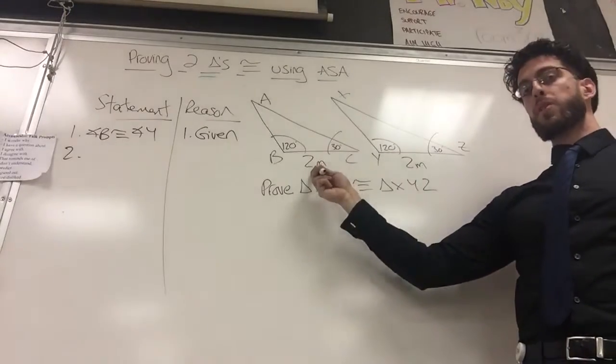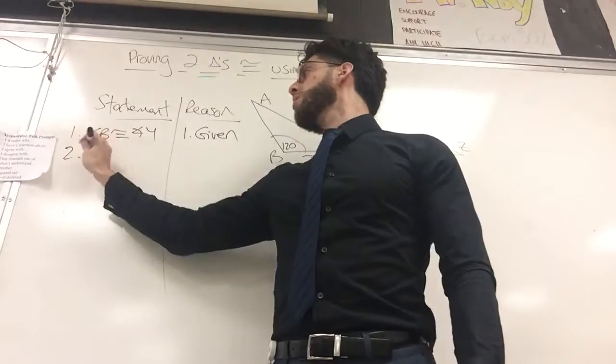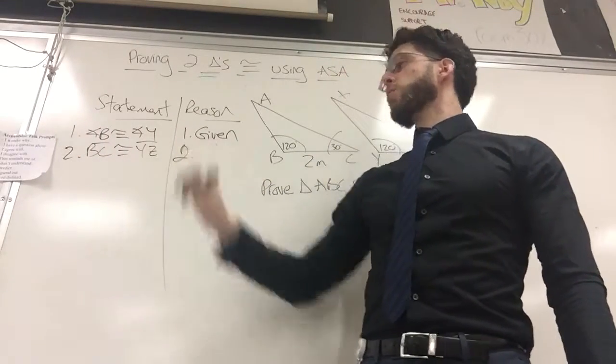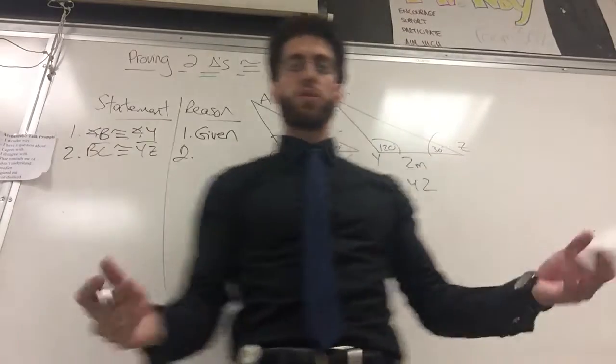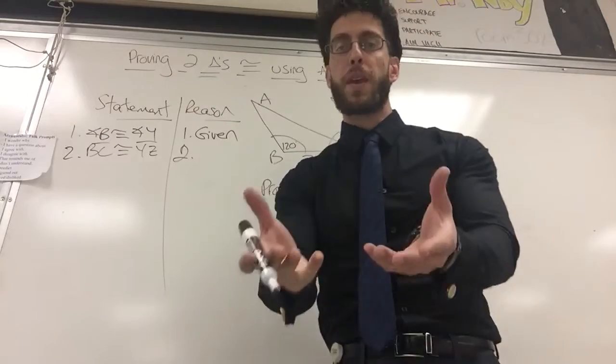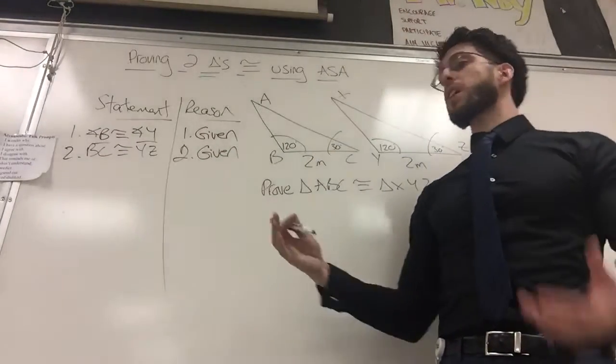I see 2 meters here and 2 meters here. That means BC is congruent to YZ. That's number 2. How could you say that? How dare you say that? Right? It's right there. It's part of the question. If it's part of the question, it's given. Do you see anything else?